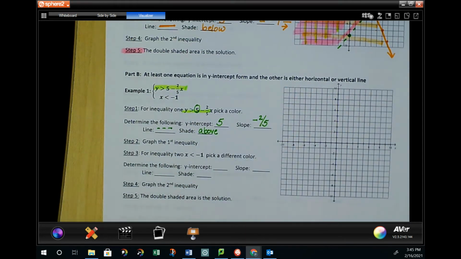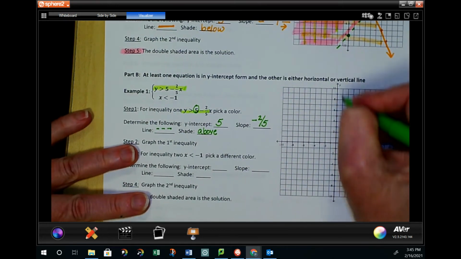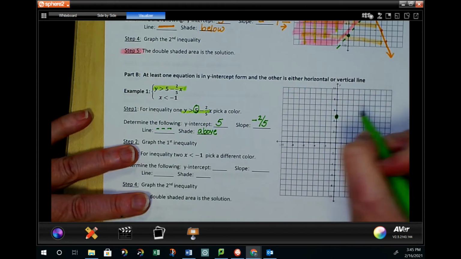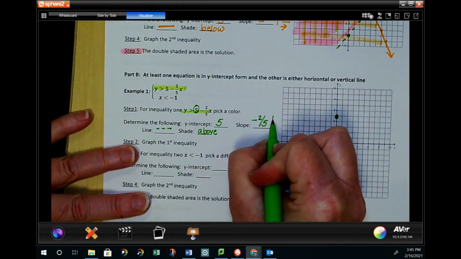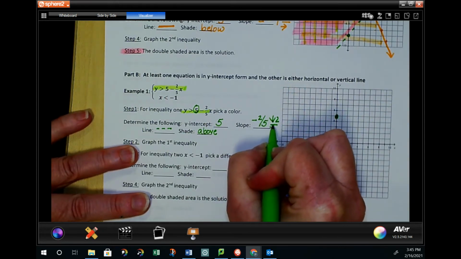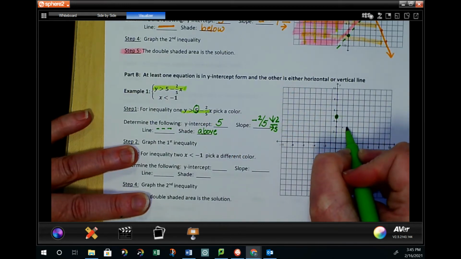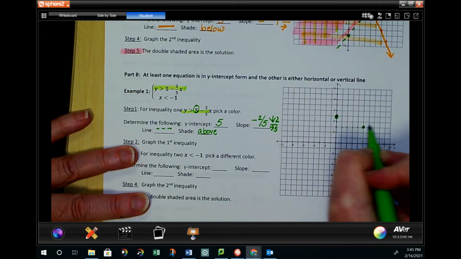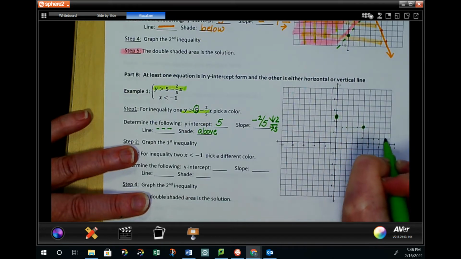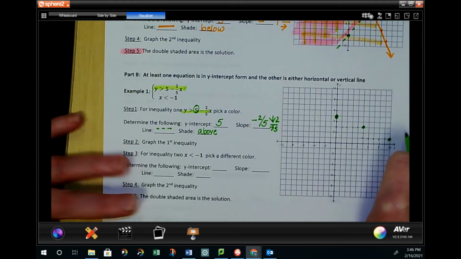So now my next one, and let's go ahead and graph that. My y-intercept is going to be 5. And then my slope, that means I'm going to go down 2, to the right 5. 1, 2, 3, 4, down 2, to the right 5. 1, 2, 3, 4, 5. So I'm kind of off the chart.